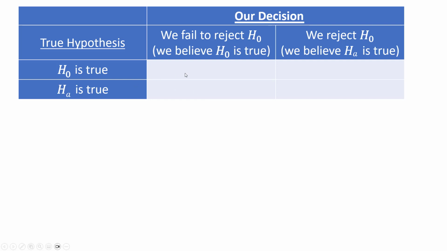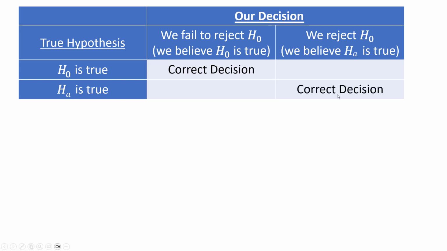Well, the very first correct decision would be if the null hypothesis is true and we were to fail to reject that null hypothesis, right? If the null hypothesis is true, then we should be not rejecting it. So this would be our very first correct decision. Going back to our analogy of the courtroom and the criminal trial, this would be like saying, oh, the person actually is innocent and we let them go. We did not convict this person.